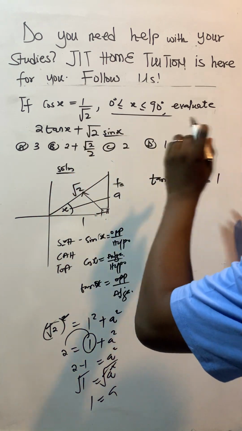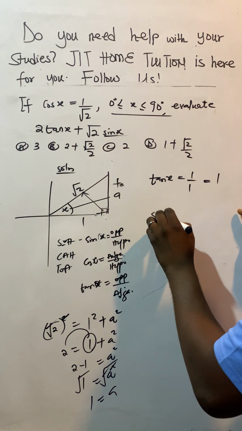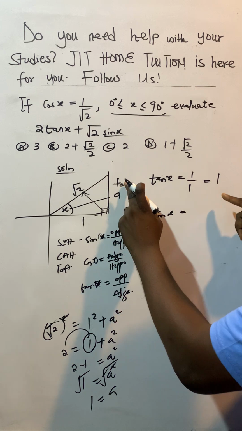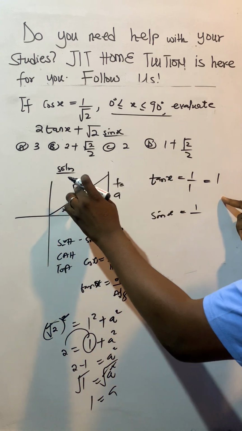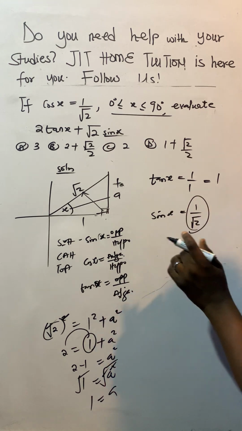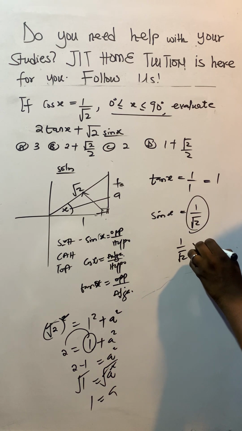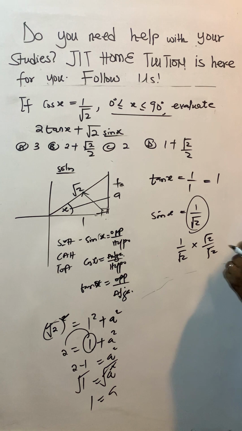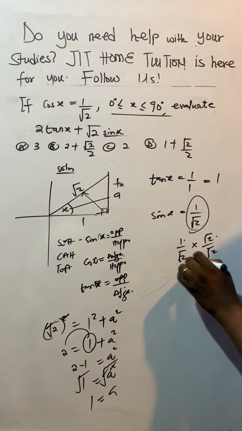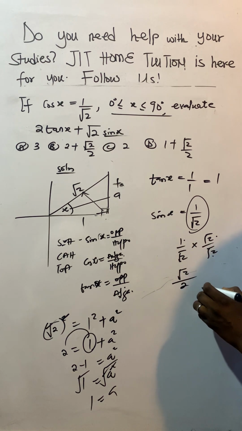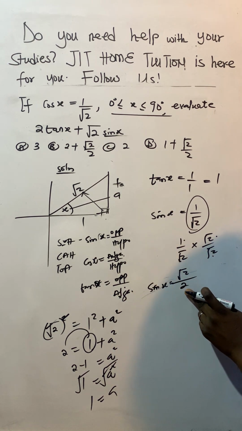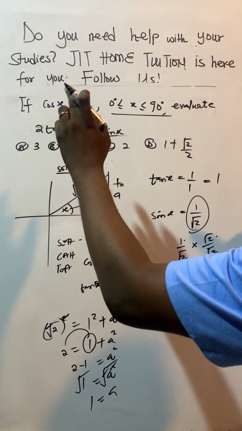Then let's look at sine x. What is sine x? Sine x is opposite over hypotenuse. What is the opposite? It is 1 divided by the hypotenuse. You have root 2. Now you can further simplify this to give you 1 over root 2 times root 2 over root 2. This is rationalizing. 1 times this will give you root 2. This times that root 2 will give you 2. Meaning that sine x is equal to root 2 over 2.